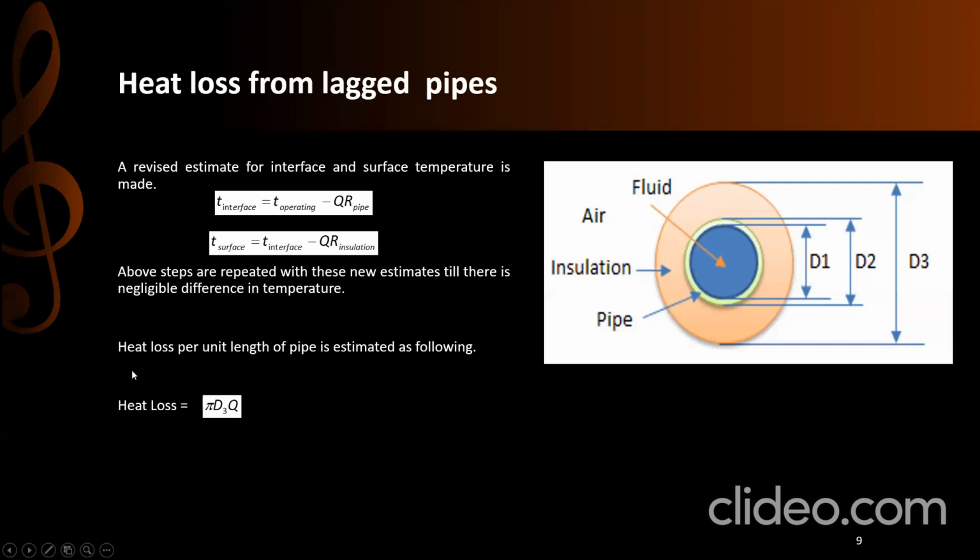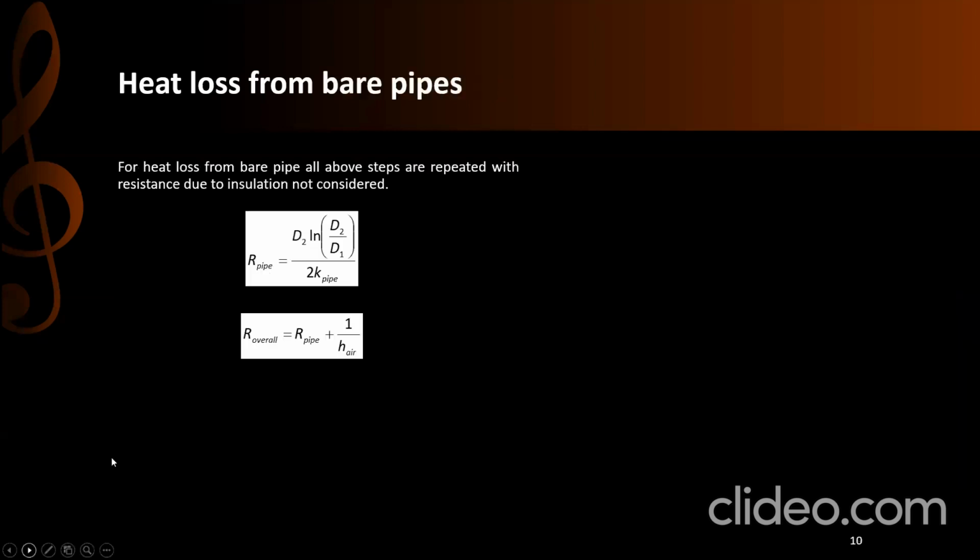So, heat loss per unit length of pipe is estimated as by D3 U. Sa diameter, kasi yun ang mamimissure mo. The heat loss per unit length of pipe. Now, yun yung sa insulation. For the heat loss from bare pipe, all above steps are repeated with resistance due to insulation not considered. So, our R pipe is D3 ln of D2 over D1... kasi yung D3 mawawala, magiging D2 kasi insulation mo D3 is equal to D2. So, divide by 2K pipe is R pipe plus 1 over H of air. Okay?